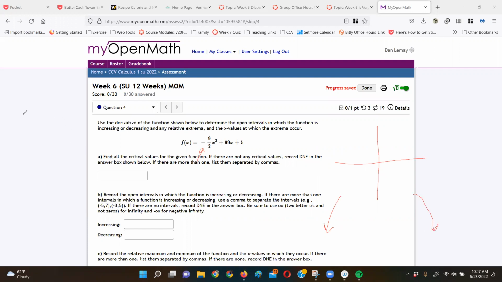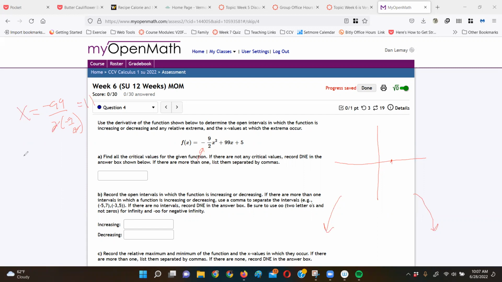But if you remember back in pre-calculus, maybe algebra 2, x equals negative b over 2a will be the x-coordinate of the vertex. Well, let's see, the 2s cancel. Negative 99 divided by negative 9 is 11. So the vertex is happening at x equals 11. My graph's a little off, but 11.